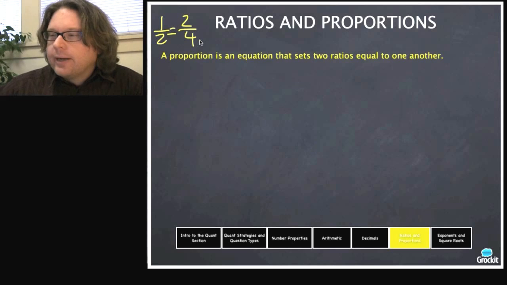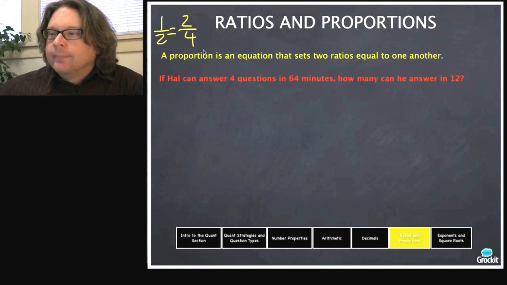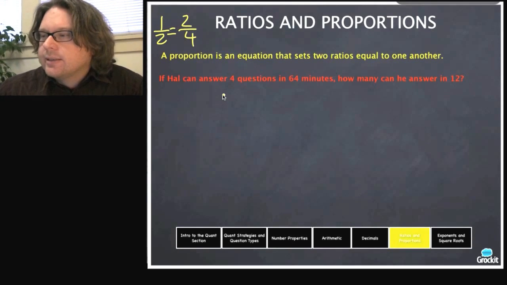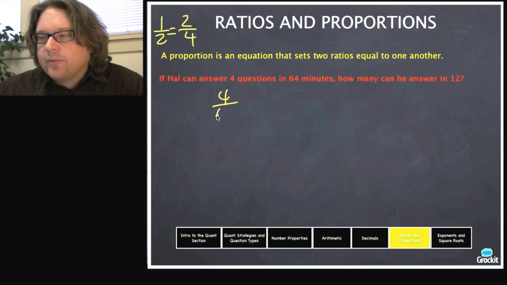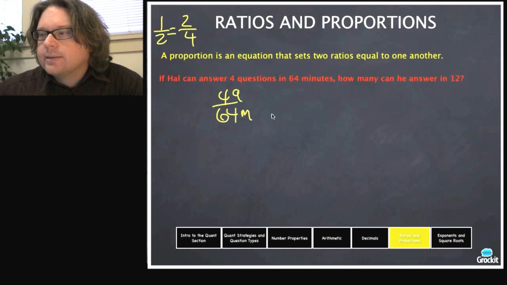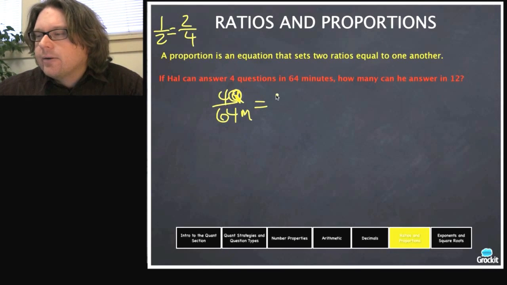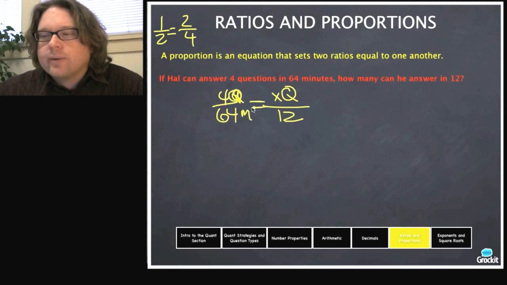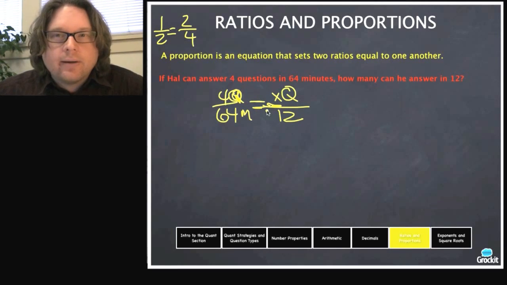So you might get something like, if Hal can answer 4 questions in 64 minutes, which we could represent as 4 per 64, 4 questions per 64 minutes, that would equal some other number of questions, X number of questions, in 12 minutes. So now we have 2 ratios that are equal to each other, but we need to figure out what this missing X is. And we can talk about how to do that later on.